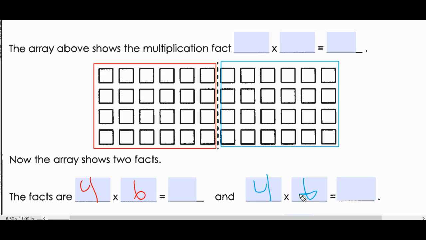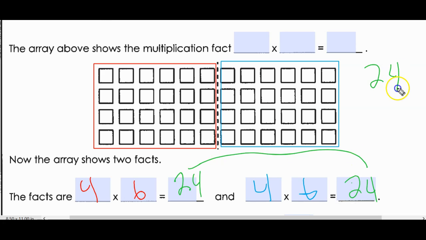Well, if I don't know what 4 times 12 is, I do know what 4 times 6 is, which is 24. And this is also 24. What do I do next? I add the products, so 24 plus 24. 4 plus 4 is 8, and 2 plus 2 is 4, so 48. That's another way to figure it out.